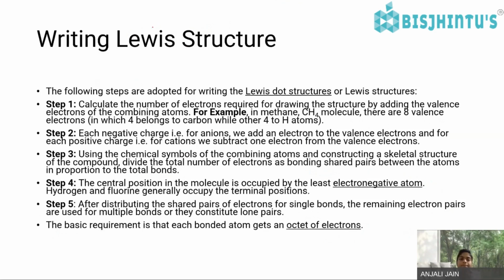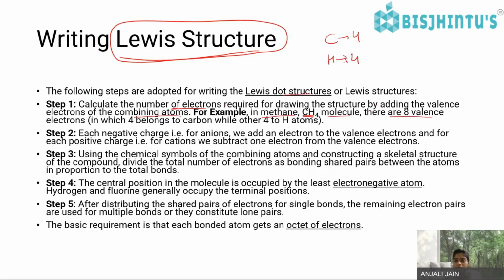So now comes the writing of the Lewis structure, that is, how we write Lewis structures. The following steps are adopted for writing Lewis dot structures. First, calculate the number of electrons required for drawing the structure by adding the valence electrons of the combining atoms. For example, in methane, CH4, there are a total of 8 valence electrons. How? Because carbon has a valency of 4, and each hydrogen has 1, so four hydrogens give 4 electrons. Carbon has 1, 2, 3 and 4, and hydrogen 1, 2, 3 and 4. So a total of 2, 4, 6 and 8 electrons are there in the methane molecule.